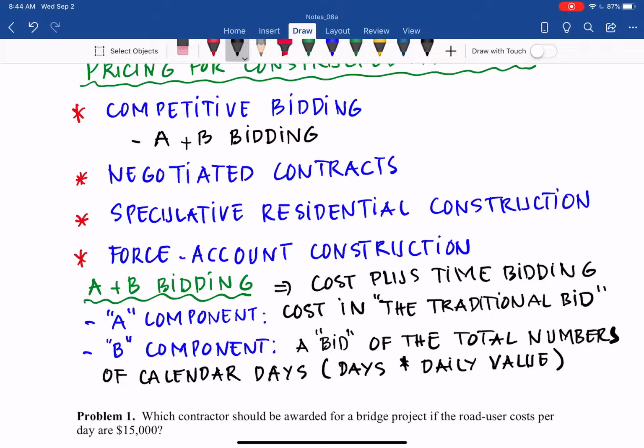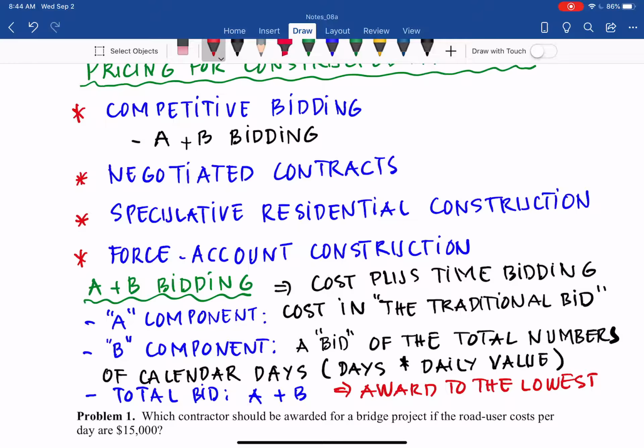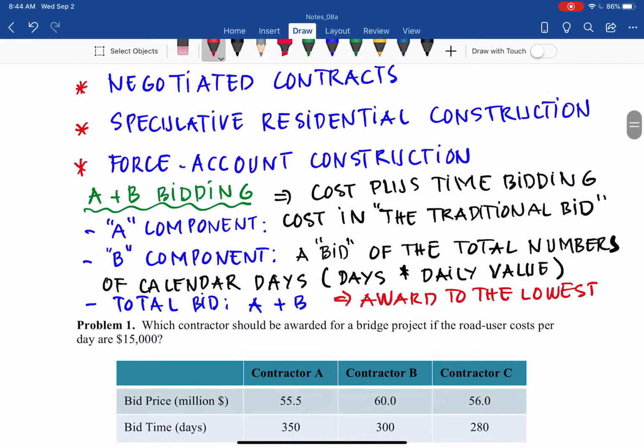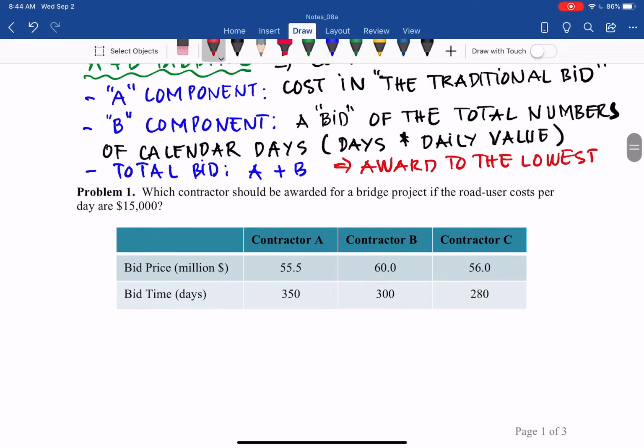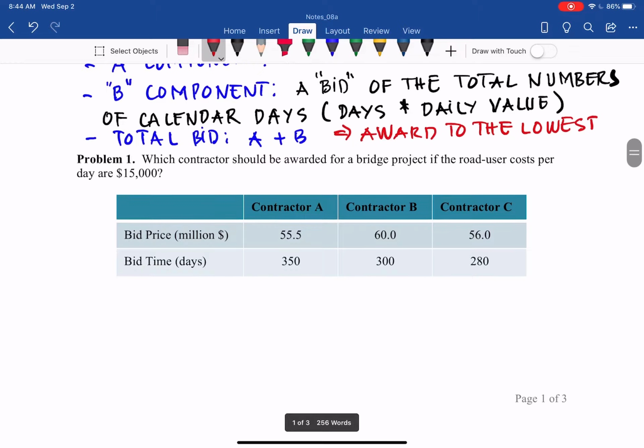So with that, we have a total bid that will be A plus B, and we will award to the lowest total. So from that, we award to the lowest A plus B, not A, but the lowest of both A and B. It may look abstract. Just go apply that in problem 1 and you will see that it looks simple.